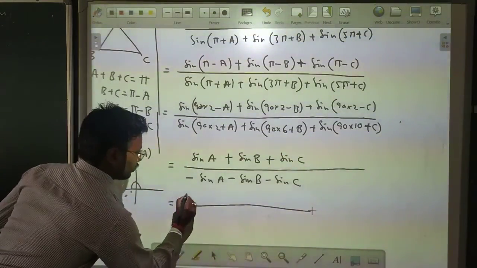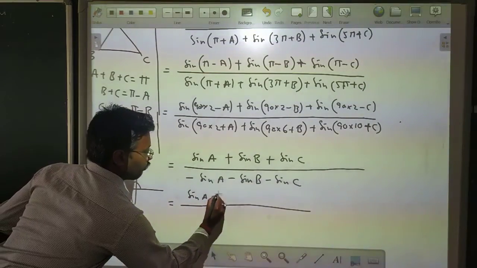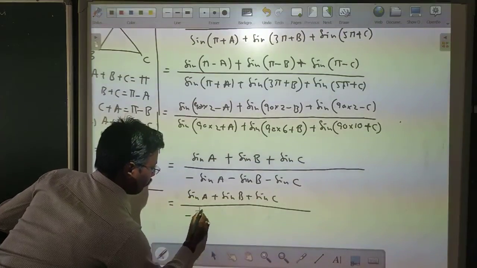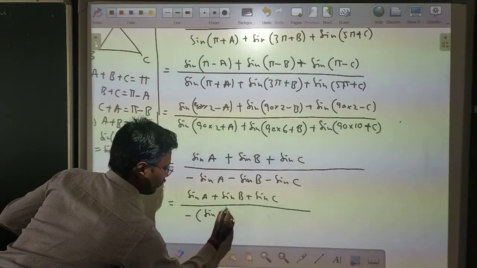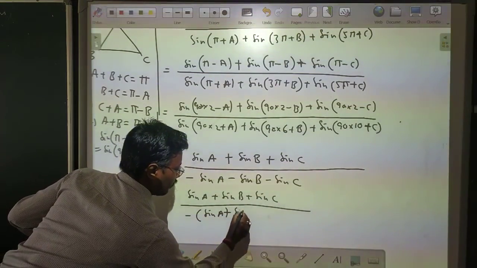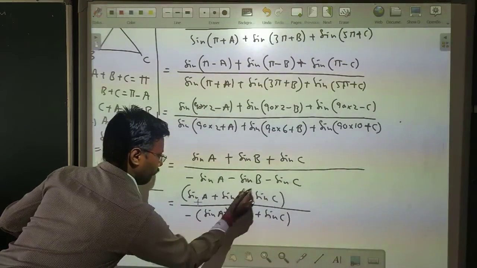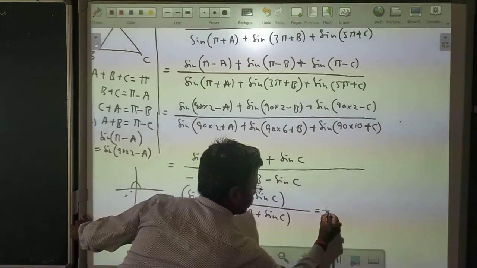Now simplifying this, we get minus sine a plus sine b plus sine c. So that is minus 1.